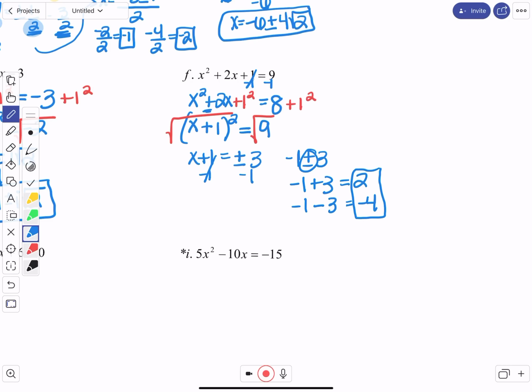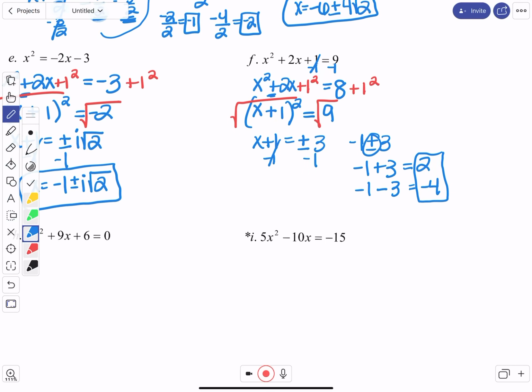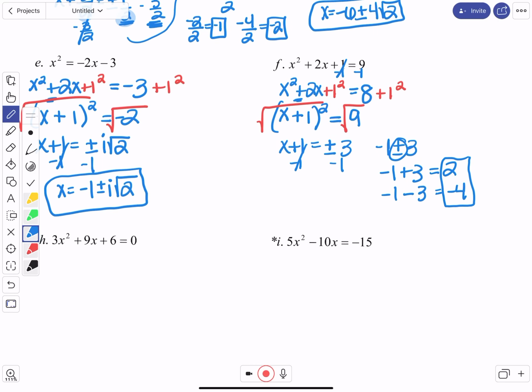Okay. Now, there's 3 more problems, but we're not going to do these when you have a number out front. We're going to skip over these for now. We're just going to focus on completing the square when the x squared is just 1. So we're going to leave it at this just for now.